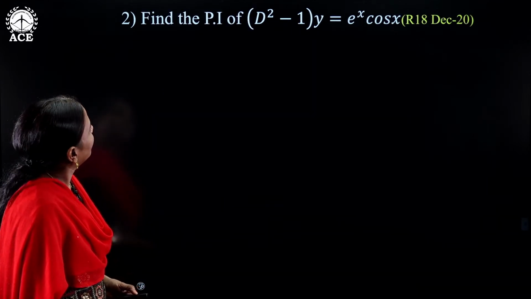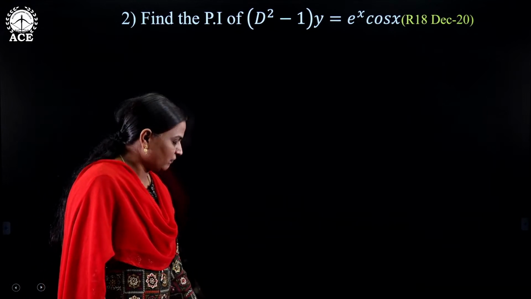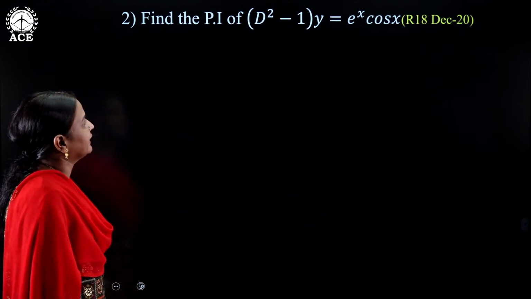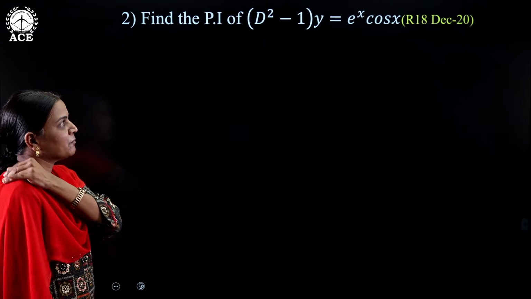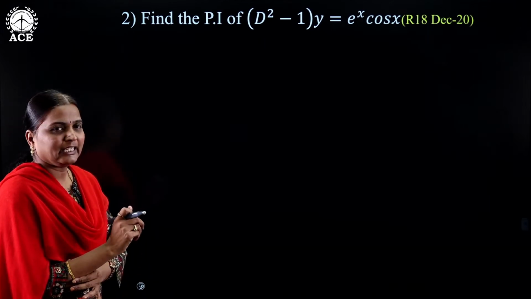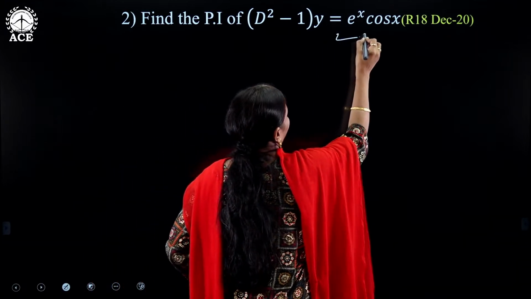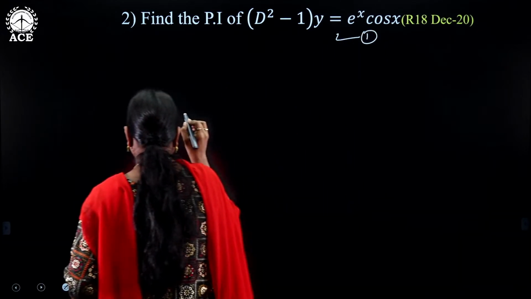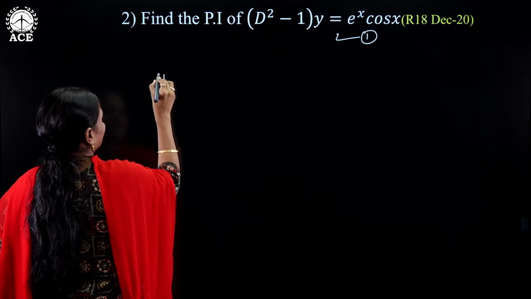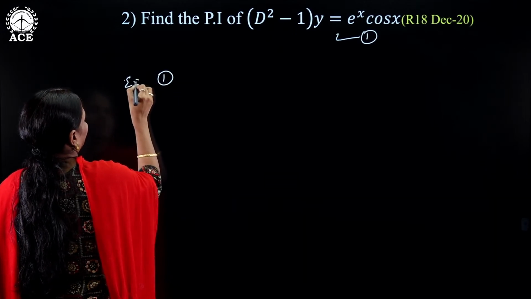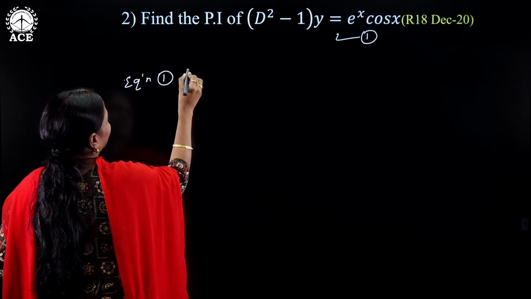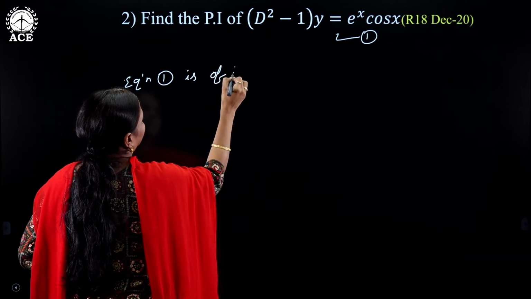Next question. Find the particular integral of. Here, what is the question? Only particular integral. Particular integral of d square minus 1 into y is equal to e power x into cos x. So, if we consider it as equation 1, what is the standard form of equation 1? Equation 1 is of the form.